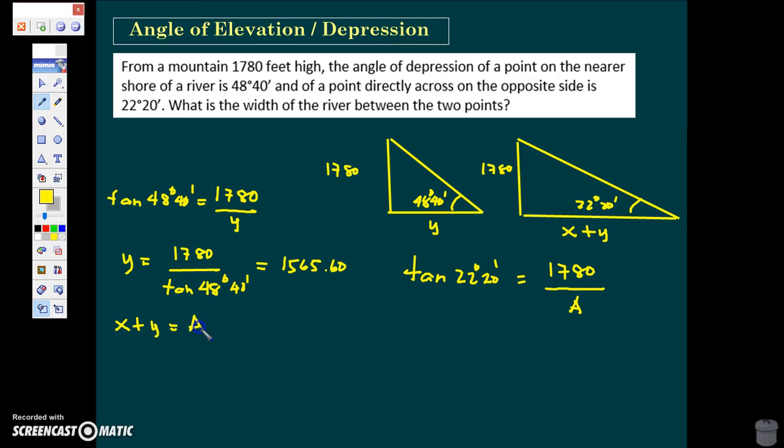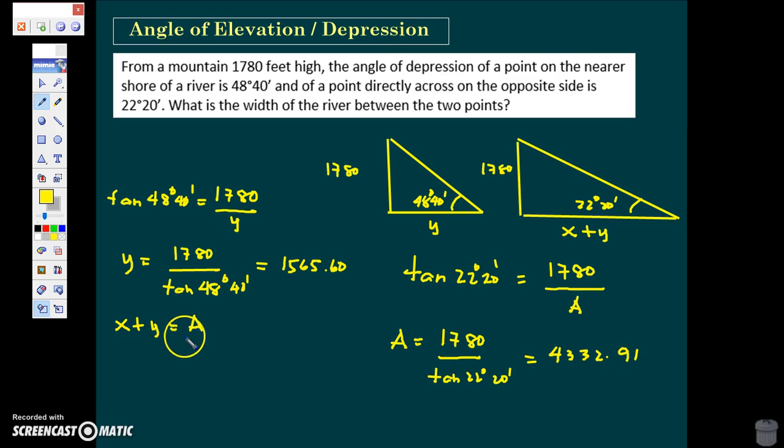So from here we can get the value of a, which is 1780 over tangent of 22 degrees 20 minutes, and we will get, again, calculators out. So we have tangent, yeah, that's my knee. We have here 4332.91 correct to 2 decimal places.